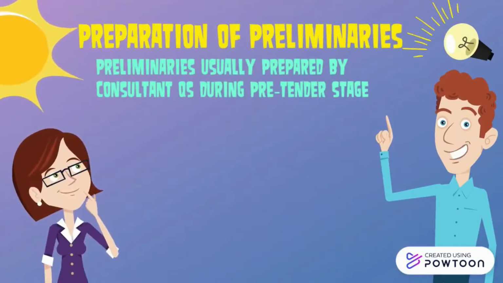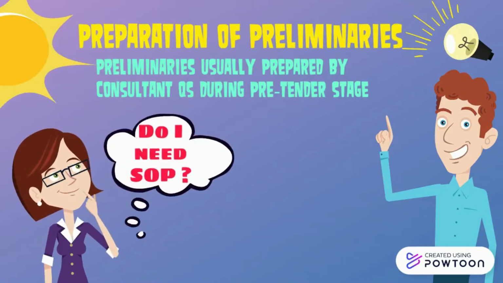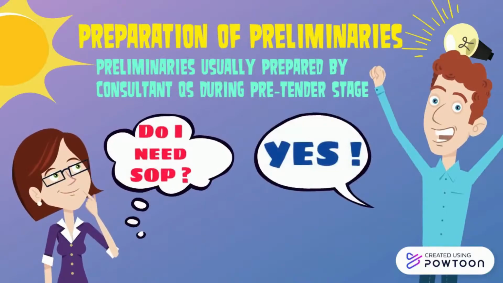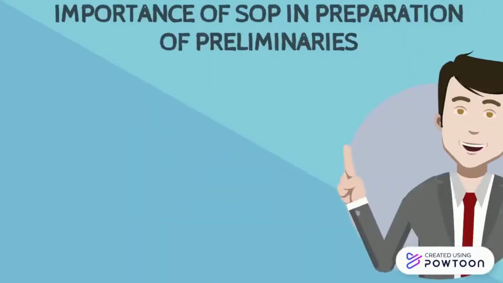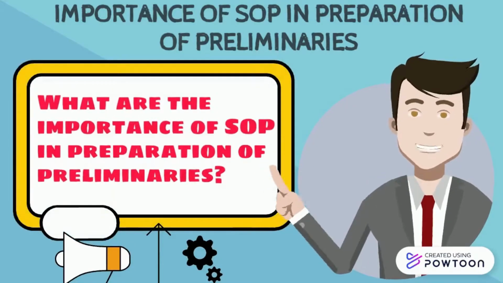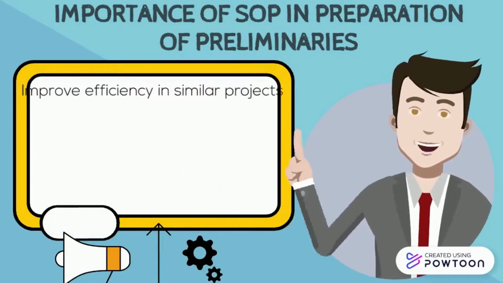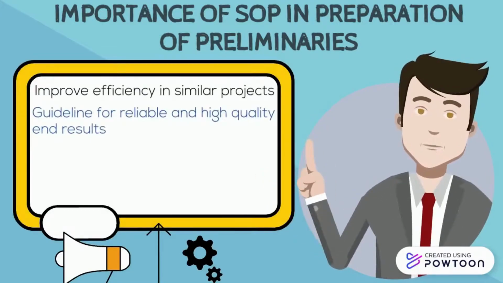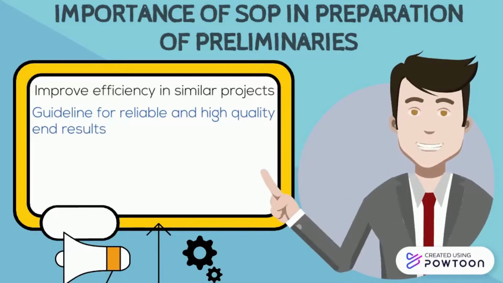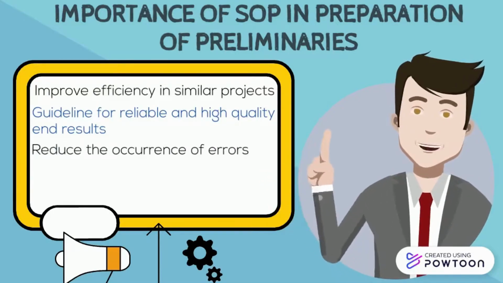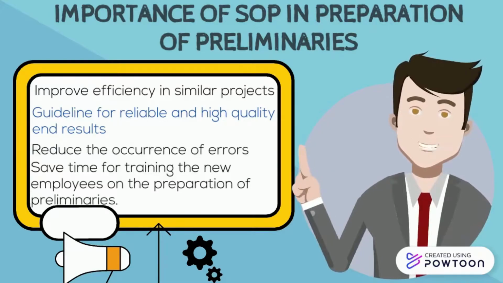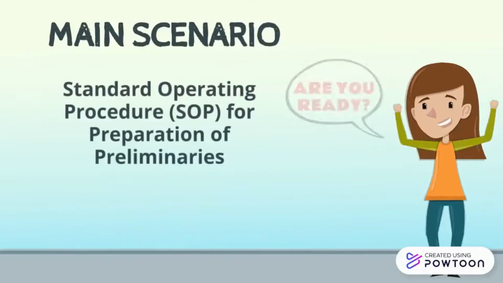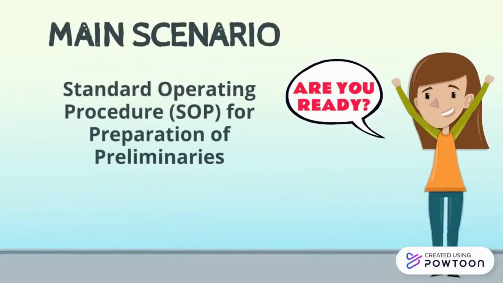In order to produce a comprehensive preliminaries which best suits the particular project, a proper standard operating procedure, SOP, must be strictly adhered to by the construction players. Importance of practicing SOP by QS in preparation of preliminaries. Firstly, it helps to improve efficiency in similar projects. Next, it serves as a guideline for reliable and high quality end results. Besides, it can reduce the occurrence of errors and save time for training new employees on the preparation of preliminaries. Now, let's get started with the main scenario questions on SOP in preparation of preliminaries.